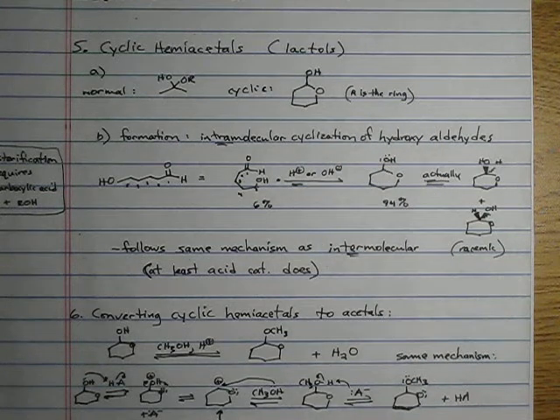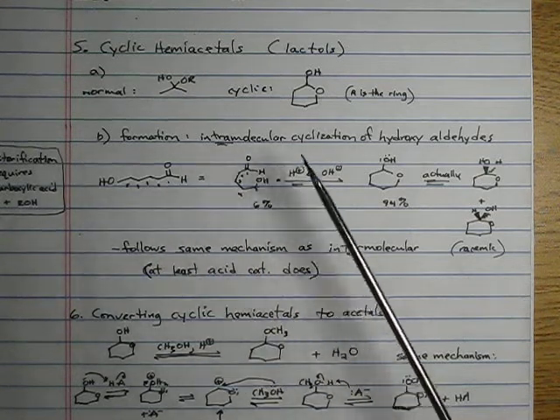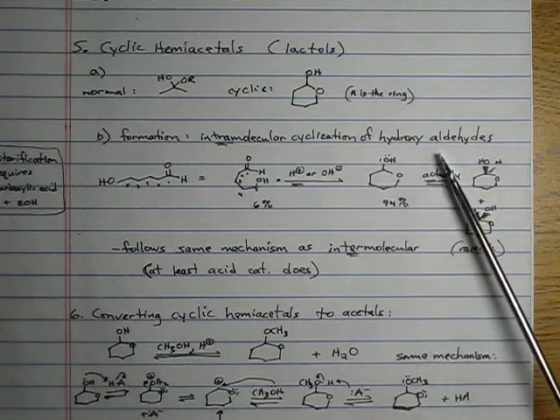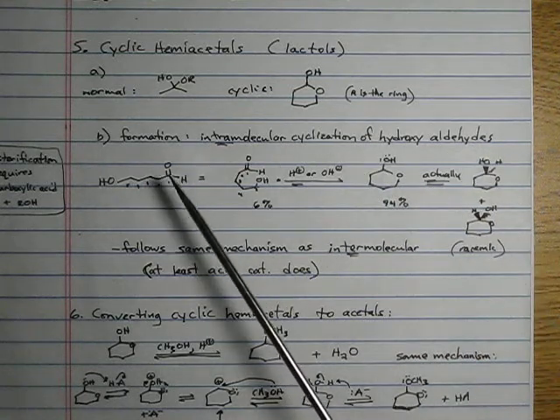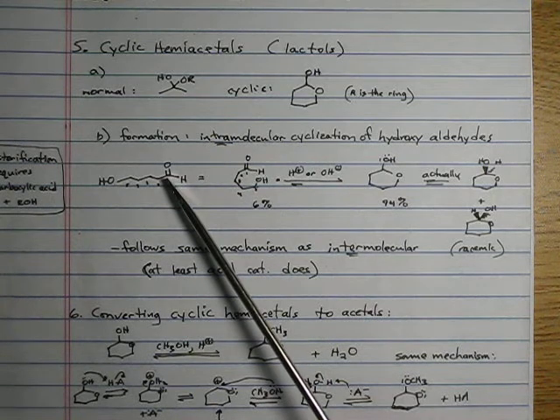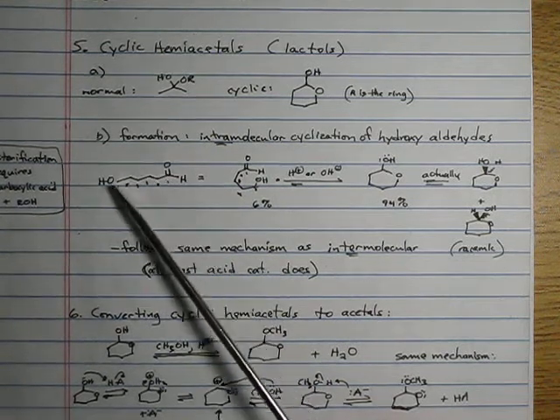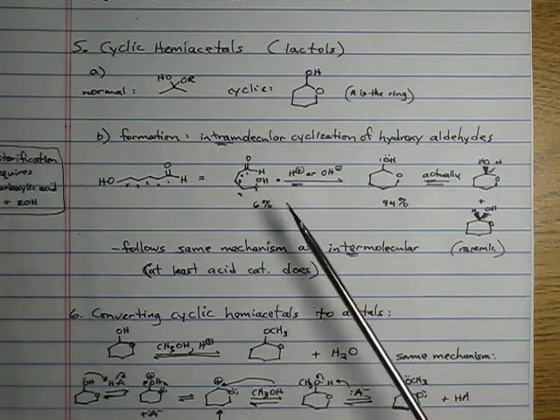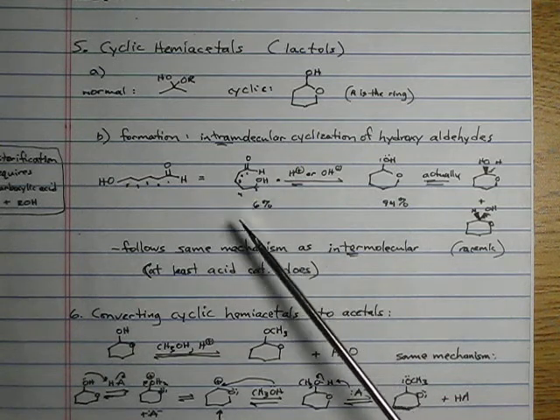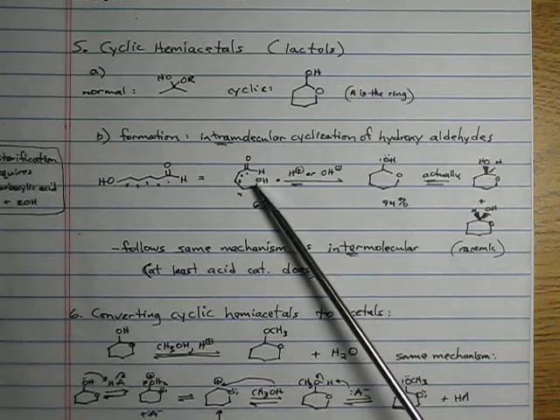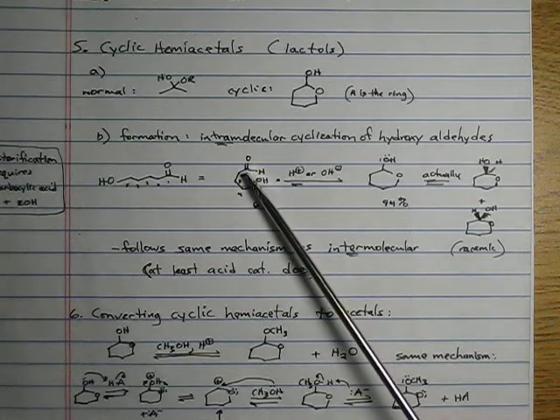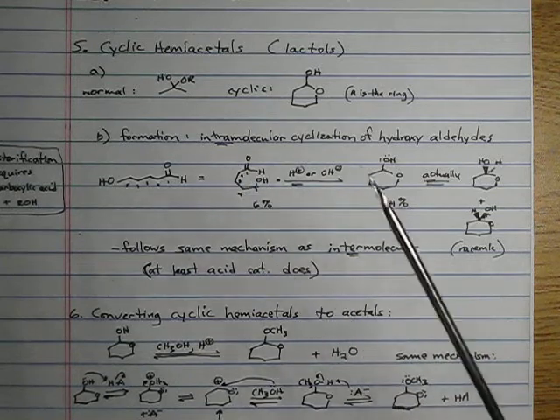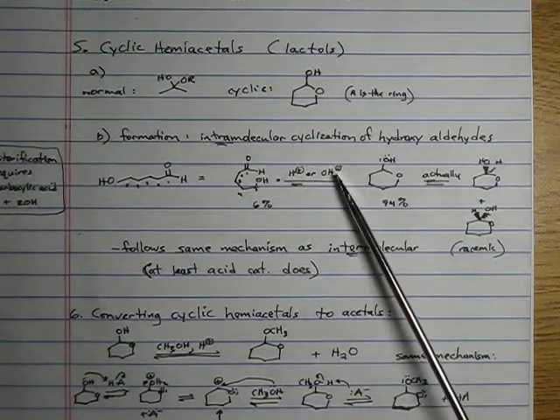How can we make these cyclic hemiacetals? Well, let's just do an intramolecular cyclization of a hydroxyaldehyde, meaning, hey, let's just start with an aldehyde and an alcohol, but have our alcohol connected to the carbonyl carbon through a chain. So when we do this, note we're just making a hemiacetal. We have our alcohol, one equivalent of alcohol. We have our aldehyde here. It could have been a ketone. And we just add aqueous acid or base.